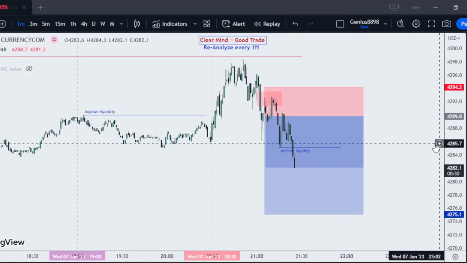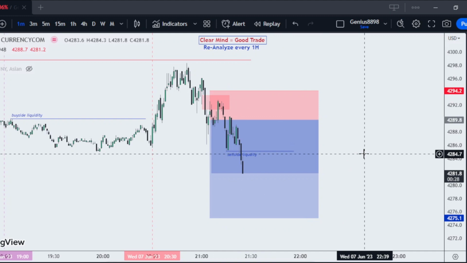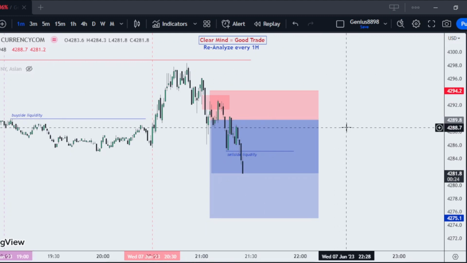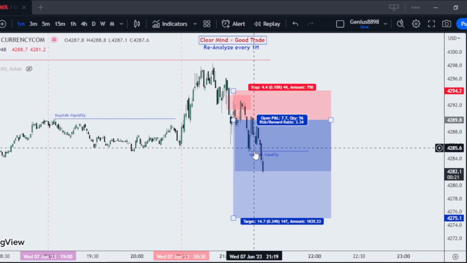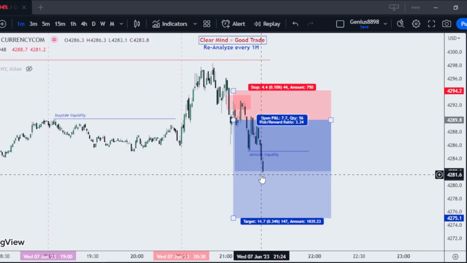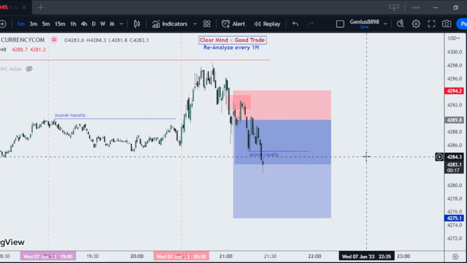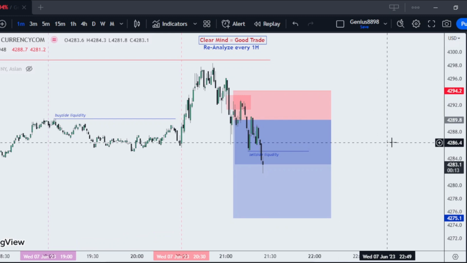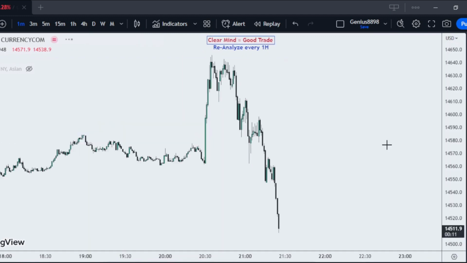Okay, welcome back. So here is the trade that I took, right? We're still going to the downside on US 500. Okay, as you can see, the low that I put here, price literally went to the downside. Let's go take a look at Nasdaq because I already traded Nasdaq today as well.